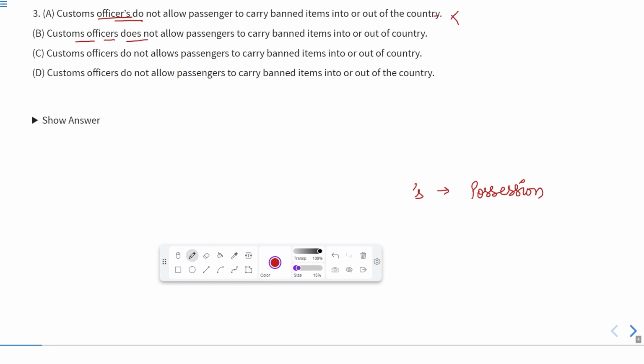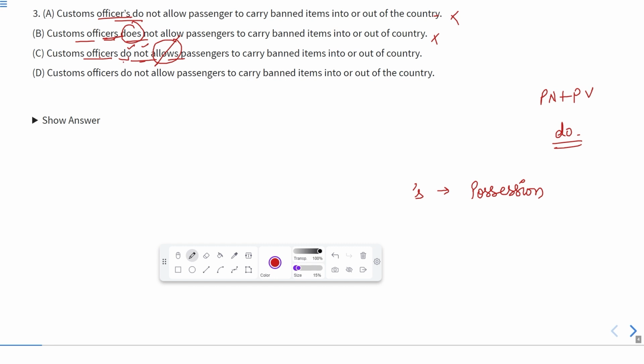"Customs officers does not." Now, officers are plural, so we cannot use does. We use a plural noun with a plural verb. If a plural noun is there, we use do, not does. Again, this second sentence is incorrect. "Customs officers do not allows." Now again, customs officers are plural. Do is correct, but allows is incorrect over here.